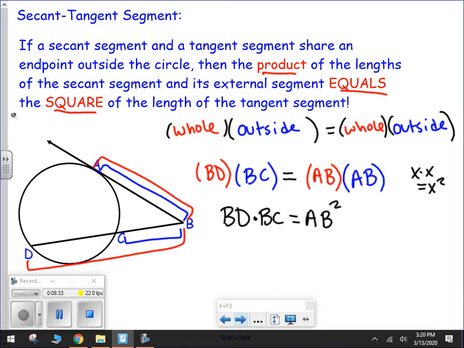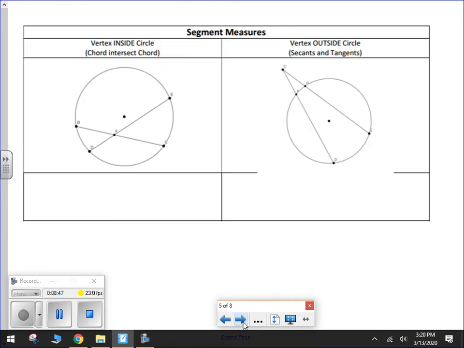Now it's time to get your circles reference sheet. You're going to flip to the back. There are two boxes that we need to fill in. And it's very important that you see that this says segment measures, because these relationships are only for when I'm trying to find segments. The diagrams look very similar to when I'm trying to find angles, but the problem is going to ask for segment lengths and not angle measures.